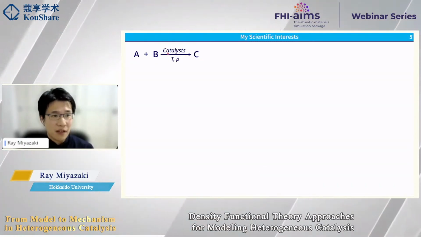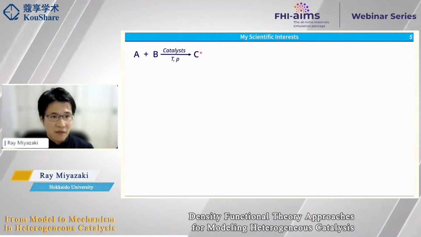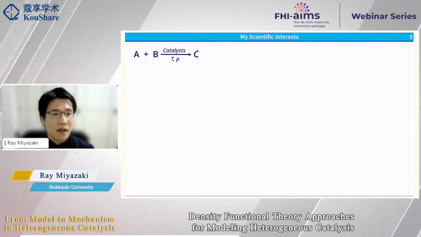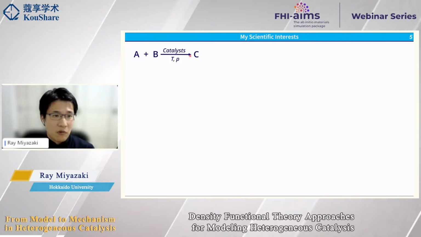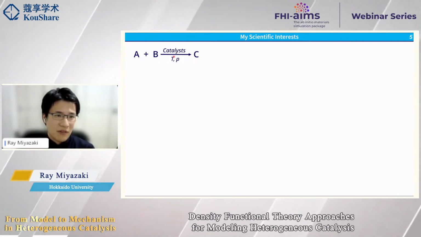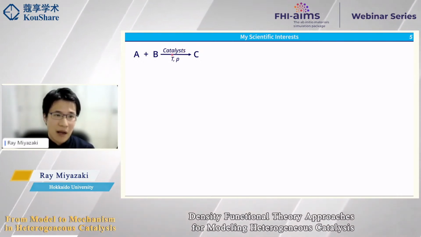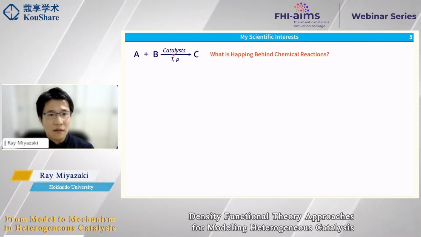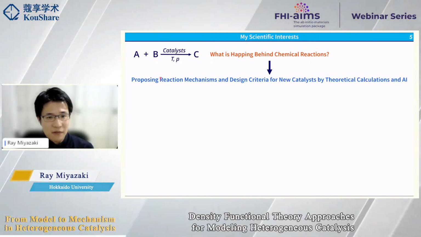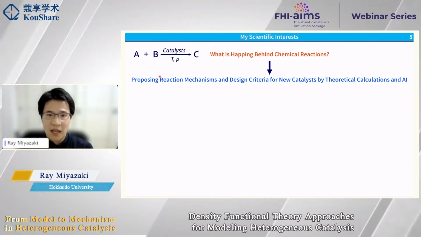So this is a very typical equation of a chemical reaction. Here, A plus B generates a C molecule. If you add a catalyst, we can control it with temperature and pressure, and this reaction is connected by this arrow. But the point is, in the textbook, there is a very limited description of the mechanism behind this arrow. So my interest is what is happening behind these chemical reaction mechanisms, and design criteria for new catalysts by theoretical calculation and, recently, AI.